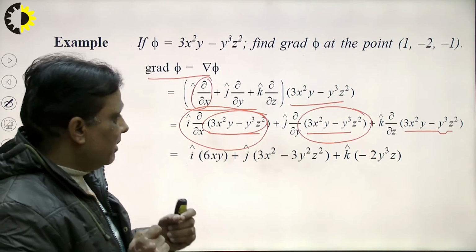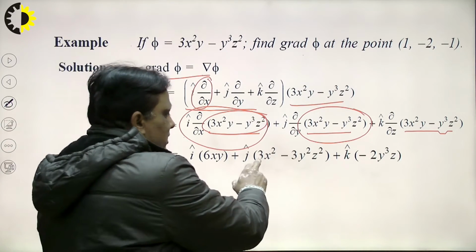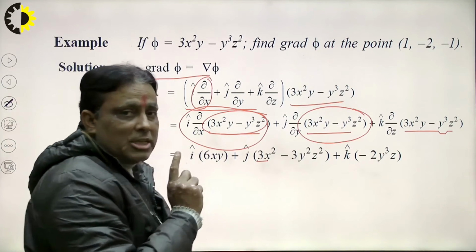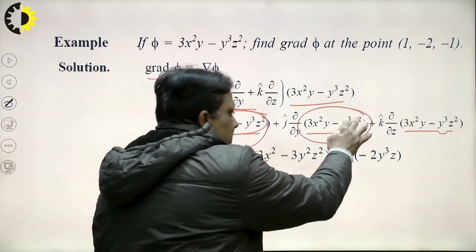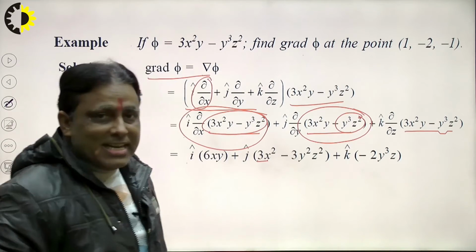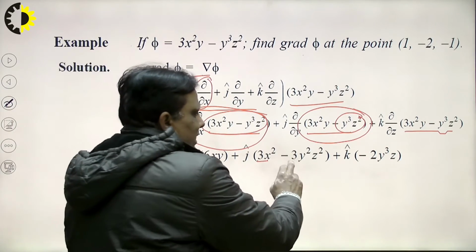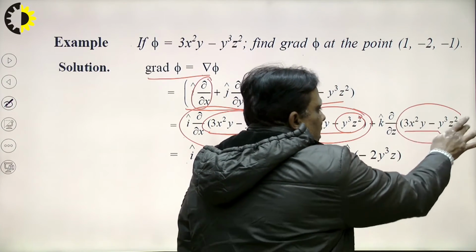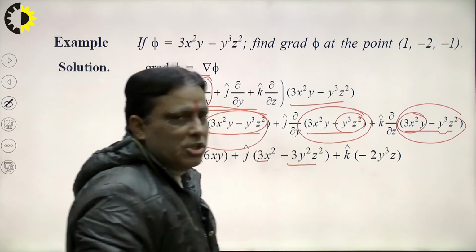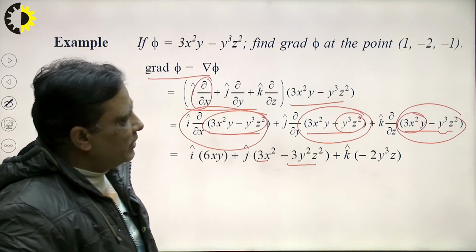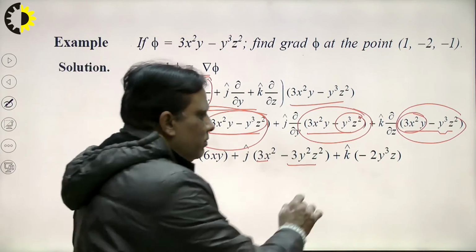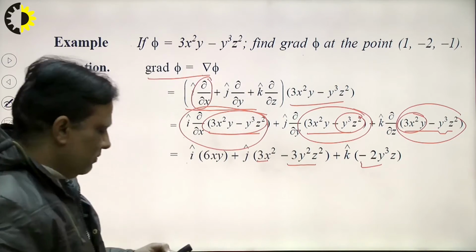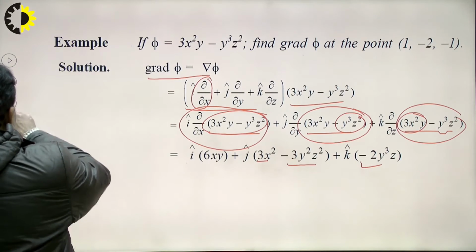Students, keep in mind very carefully. So 3x square, because differentiation of y with respect to y is 1. Differentiation of y cube, with z as a constant, gives 3y square z square. And differentiation of these terms with respect to z, this is a constant term, so this will be 0. And differentiation of these terms is 2zy cube z. In this way we can find our problem one by one.